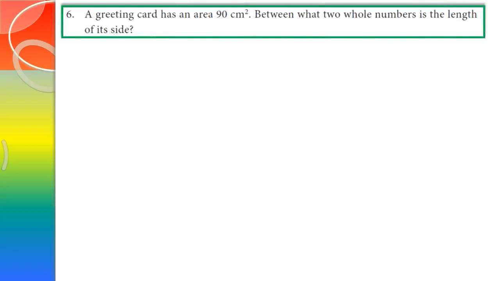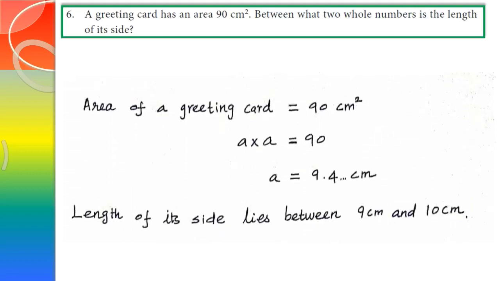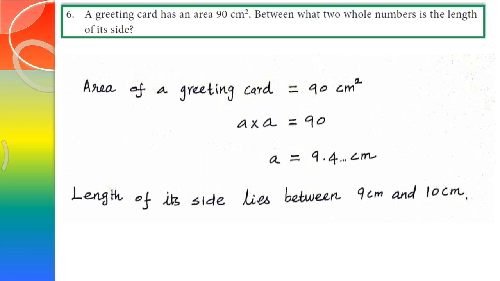Next, question number 6. A greeting card has an area of 90 centimeters square. Between what two whole numbers is the length of its side? Listen, the area of the card is 90 centimeters square. So A into A equals 90. The square root of 90, that is A, equals 9.4 etc.